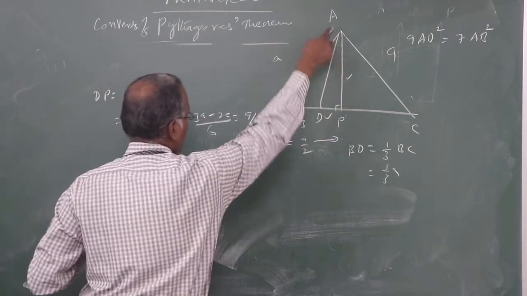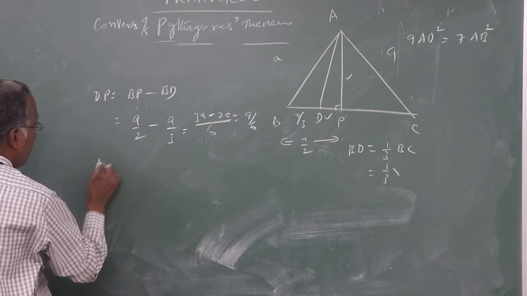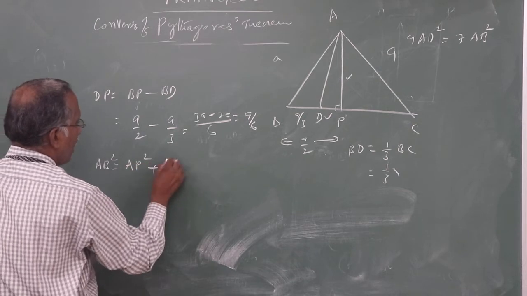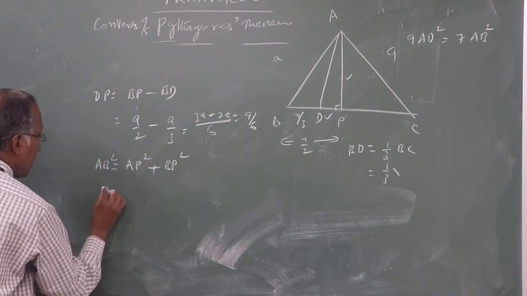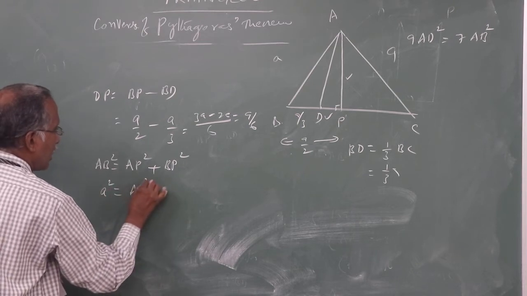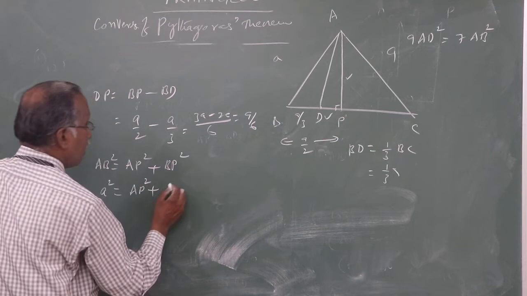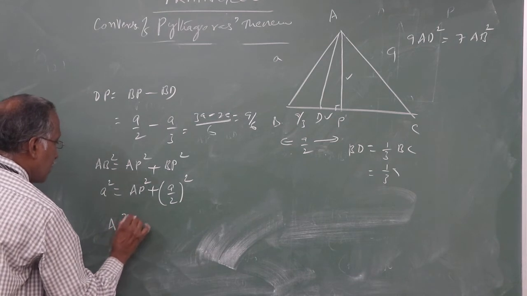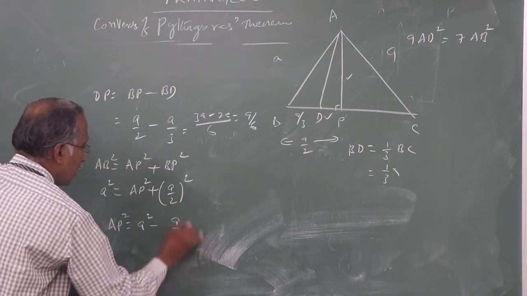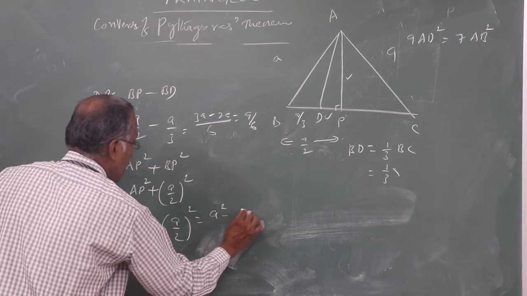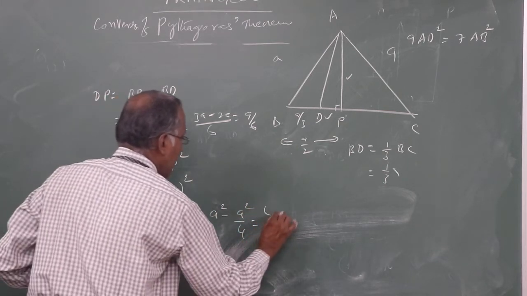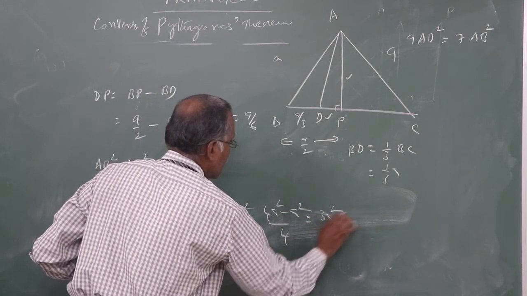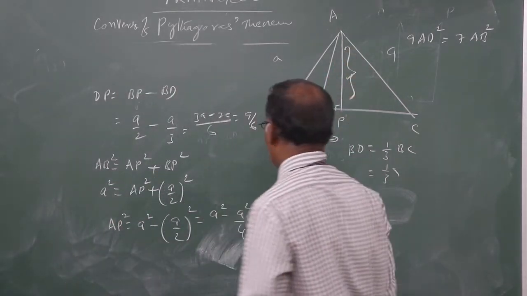Now, in the triangle APB, use the Pythagoras theorem. AB square is equal to AP square plus BP square. AB is equal to A, so A square. You have to calculate AP square. BP is half of BC, so A by 2 whole square. If I simplify this, AP square is equal to A square minus A by 2 whole square, which is A square minus A square by 4. Taking LCM, 4A square minus A square by 4, which is equal to 3A square by 4. You have got AP.